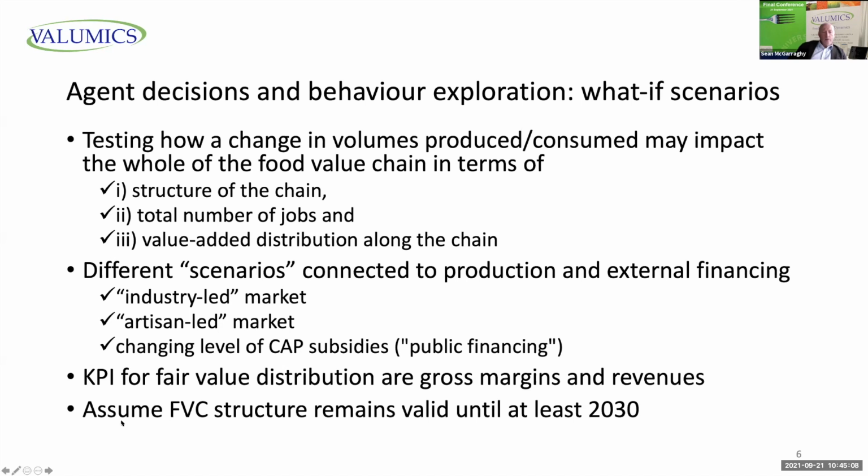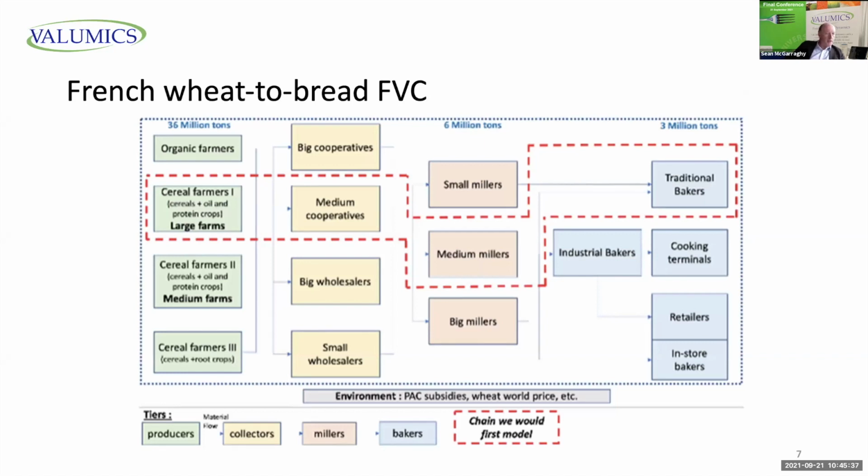And the food value chain structure was assumed to remain valid until at least the year 2030, that there would be no major changes in the structure of the food value chain until that time. Now, Work Package 8 are interested in going further to 2050, when there may be changes in the structure. There may be new actors, or maybe actors disappear. But we did not have the resources to model such changes. So the example we'll look at is the French wheat to bread food value chain. There was also the Italian tomato chain modeled, but I'll just focus on this for the purpose of this talk.